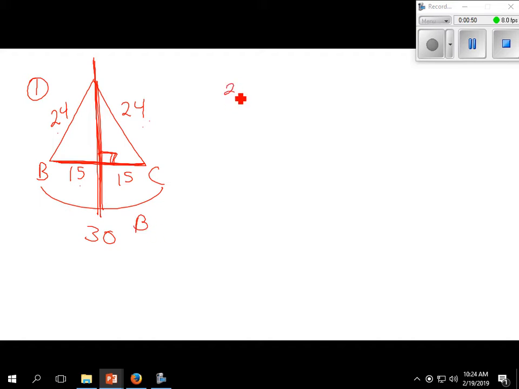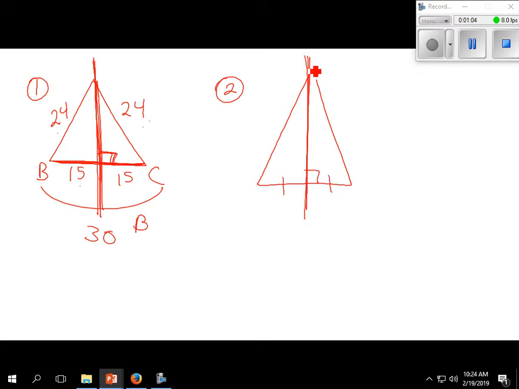Number two, they give us something that looks like this. Again, they give us that. That's a right angle. These two are congruent, they tell us. So that means this is the perpendicular bisector. If it's a perpendicular bisector, then point A up here has to be the same distance from B as it is from C. That's what our theorem said, that those two distances have to be the same.